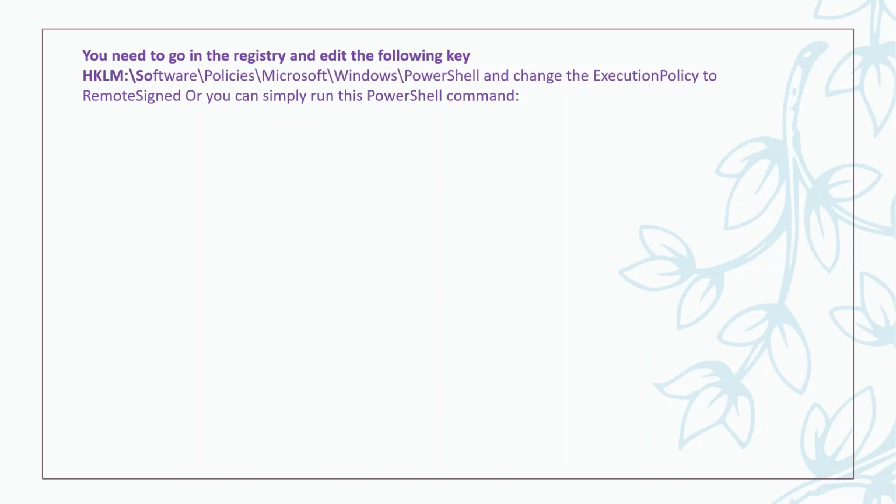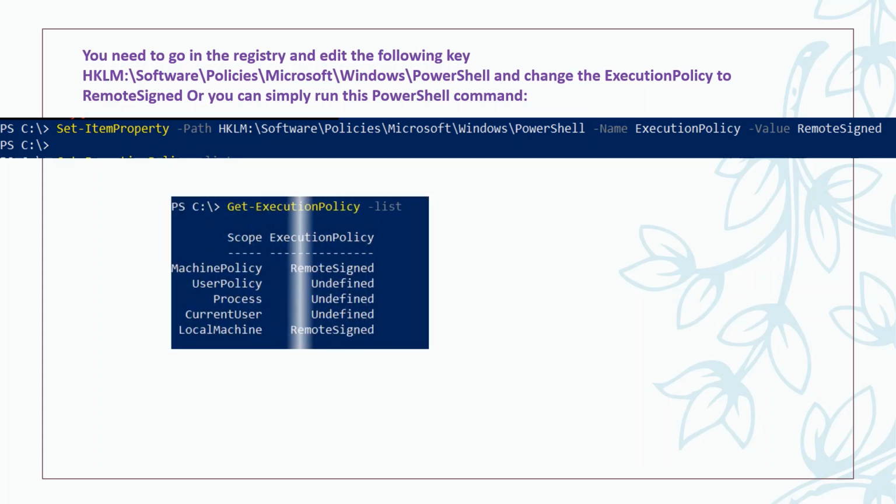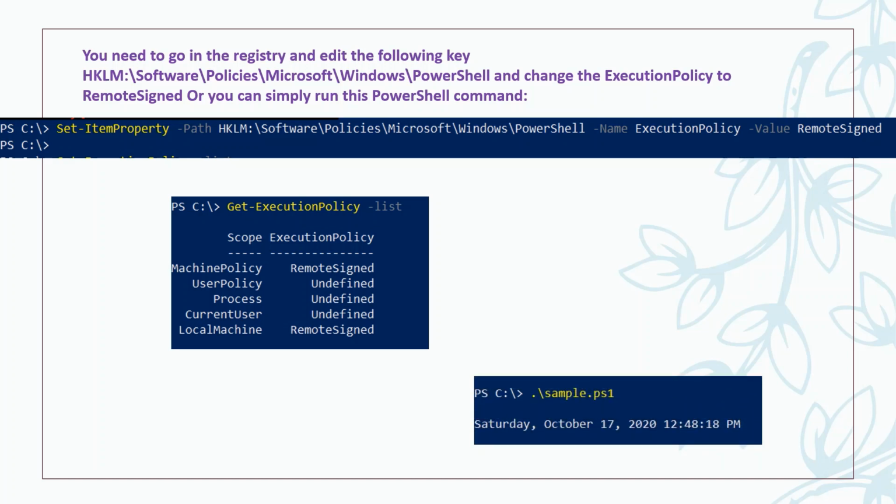You need to go into the registry and edit the following PowerShell key. You need to make changes in one attribute, ExecutionPolicy, and assign the value RemoteSigned, or you can simply run one PowerShell command to make the same changes. Once you execute this command, you will see your MachinePolicy scope is changed to RemoteSigned. Now once we execute our sample script, we will see it is successfully executed and output is available.